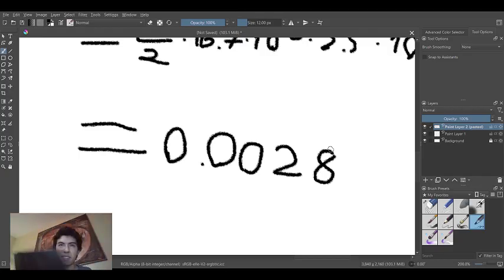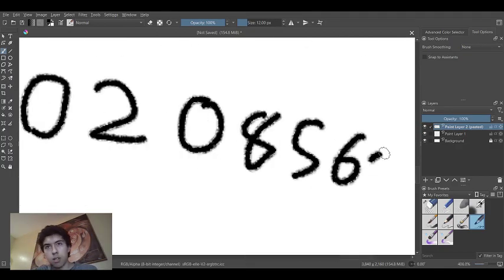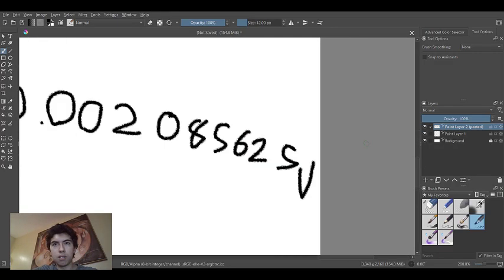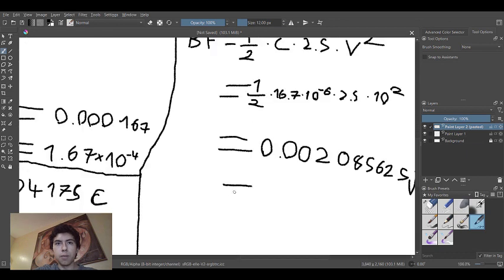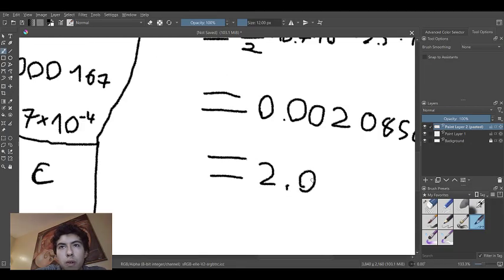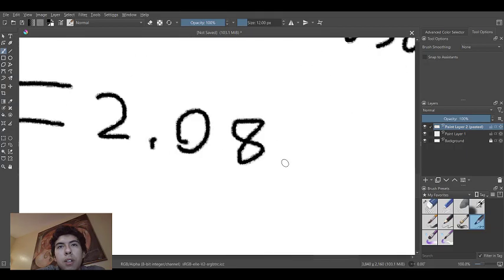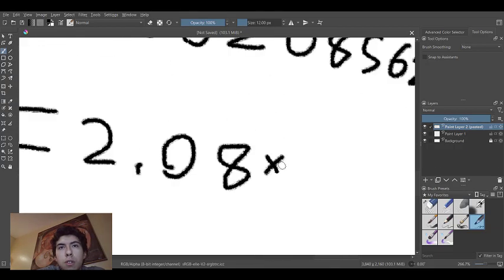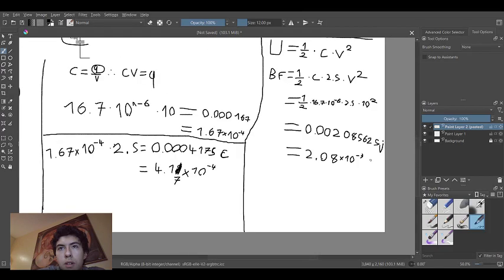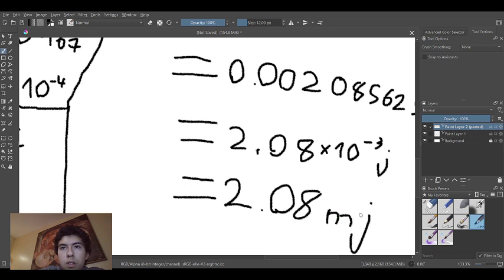Sorry, I'm copying from my notes here because I don't want to use my calculator. It takes too long, but it's fine. That is equal to 0.0020856 joules, or in other words, 2.08 times 10 to the minus 3 joules, or 2.08 millijoules.